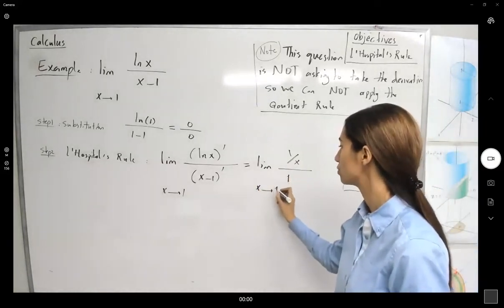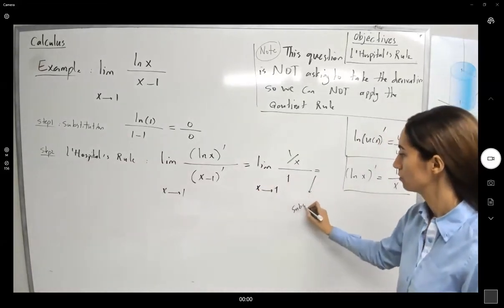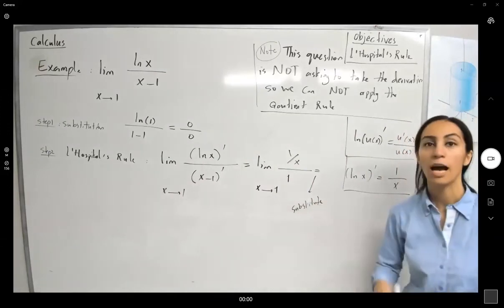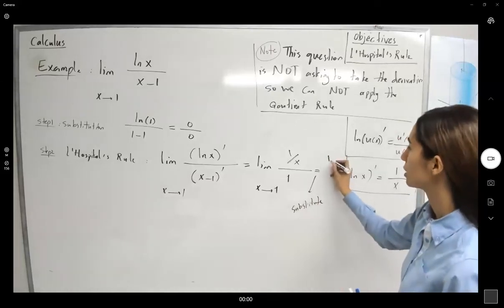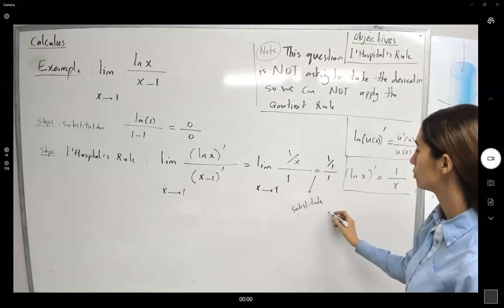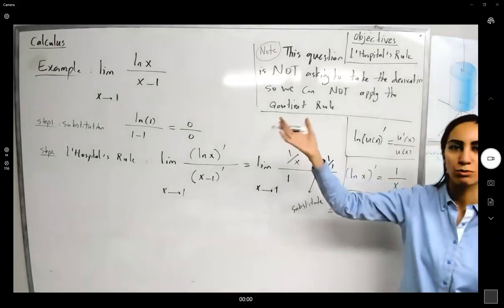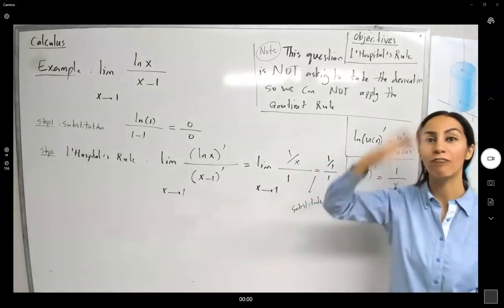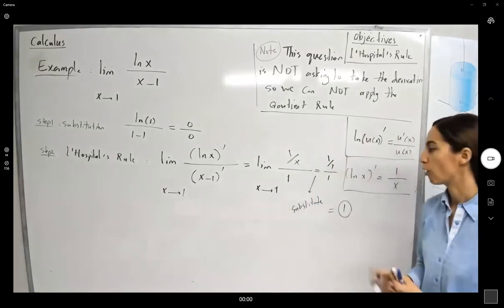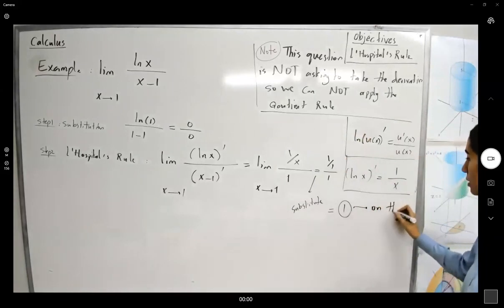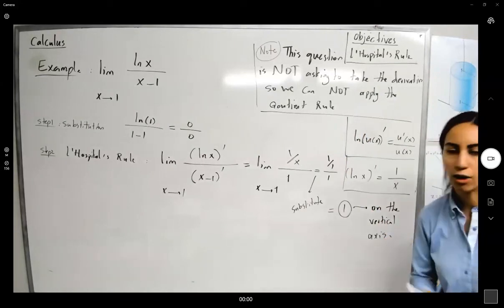And my x goes to 1. So now at this point, I substitute. I already applied L'Hopital's rule. Now the step is substitution. I get 1 divided by 1 over 1, which is equal to 1. Nice and easy. Remember that the limit is the y value. The y value as x approaches 1 is 1, on the vertical axis. This is our y value.